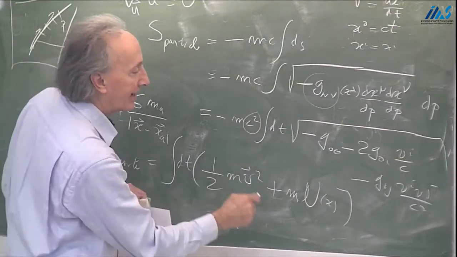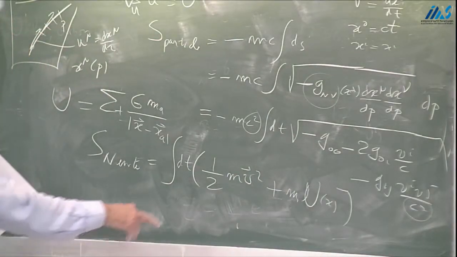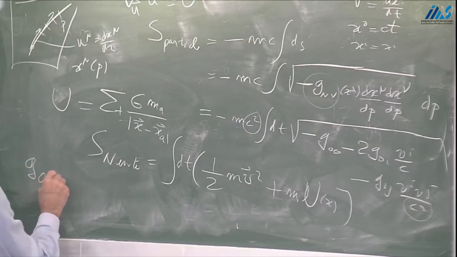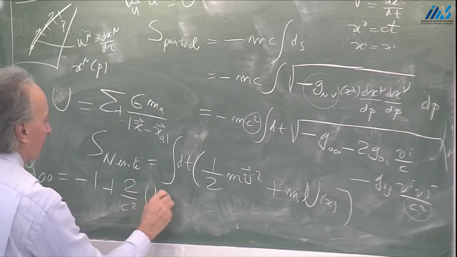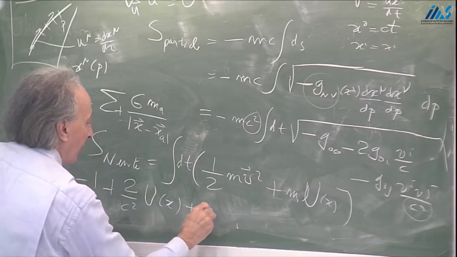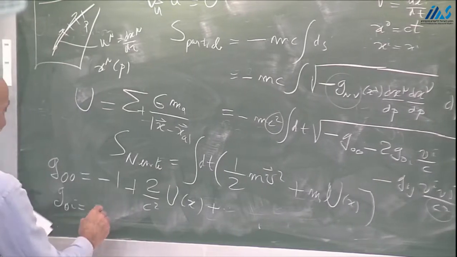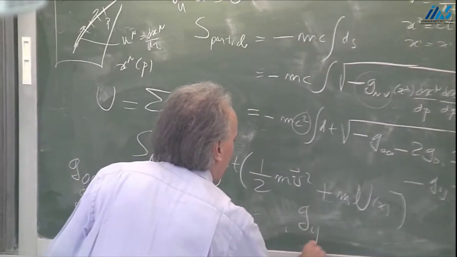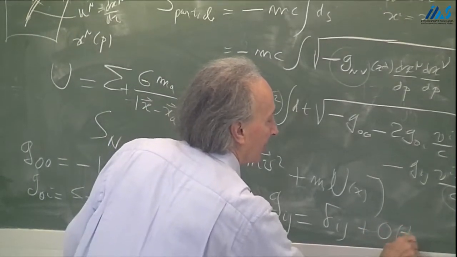There is a c squared here, and there is a 1 over c squared here. So when you look at things, you find that to reproduce Newtonian gravity, it is enough that g_00 is minus 1 plus 2 over c squared times the Newtonian potential, plus something smaller, and that g_0i is smaller than 1 over c squared, and that the spatial metric g_ij is the Euclidean metric plus something of order 1 over c squared that you don't know.